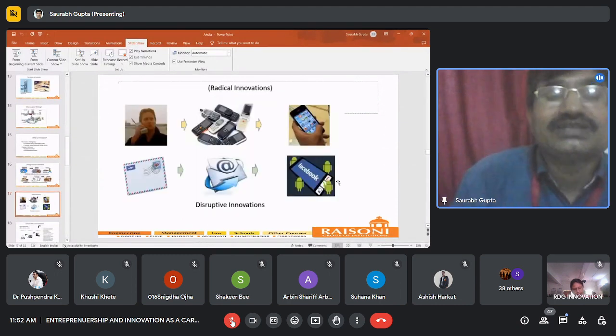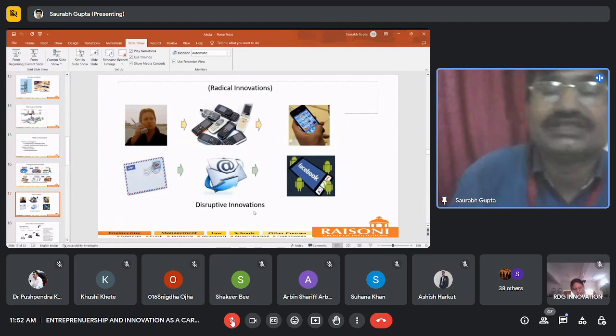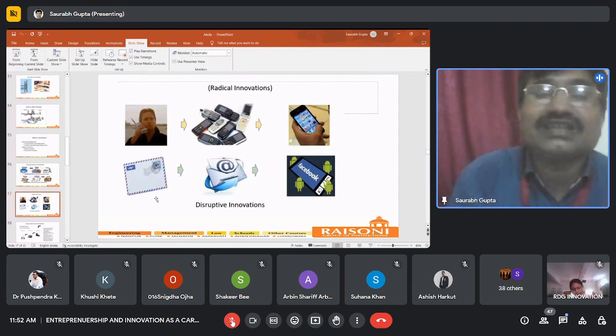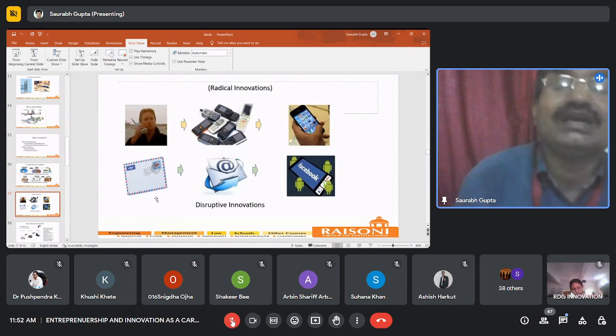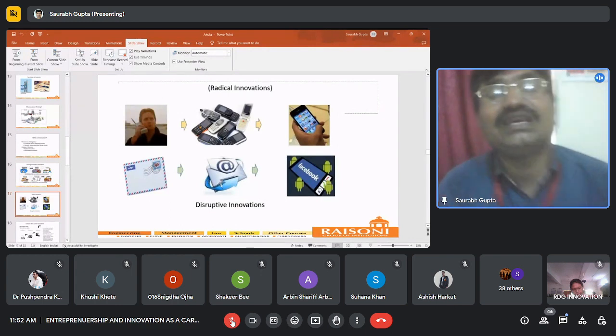So one is radical innovation. Already I told we are adding certain new features. And the second is disruptive innovation. In disruptive innovation, we are just replacing the product. In the earlier case, we are adding the new feature in the existing product to make it more reliable, to make it more saleable. In the second type, we are just replacing the product.